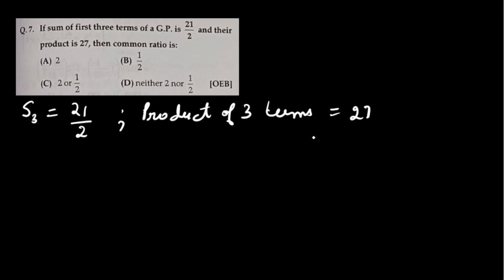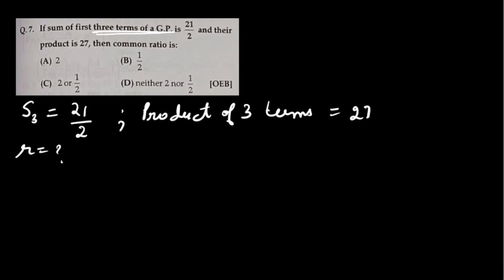It's given to us, the sum of the first three terms of a GP, and their product is also given to us. The product of the first three terms is 27. Three terms are mentioned, and the common ratio R is what we have to find. Some information about three terms, their product and sum, is given to us.